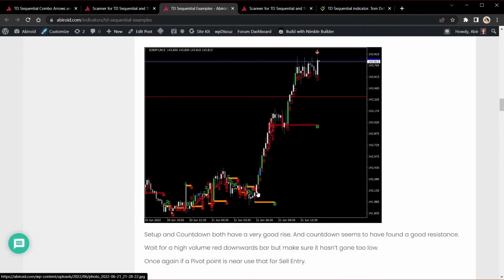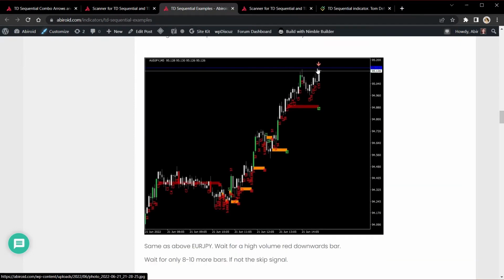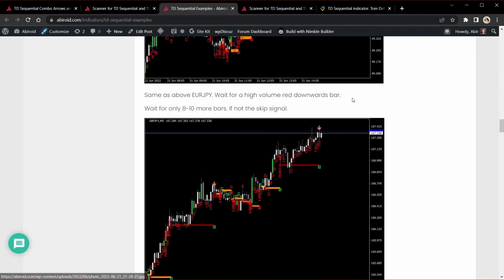So this is a very nice setup, and this is also a very nice countdown which has started to range right here. So once again look for a downward bearish bar. The same thing over here, it has found a nice resistance, and the setup was not that much, but it's still a good signal. So I will wait for that reddish bar.